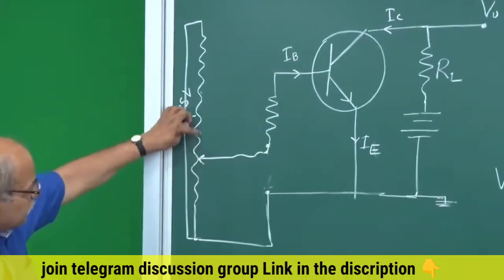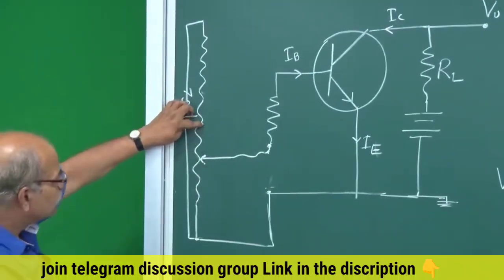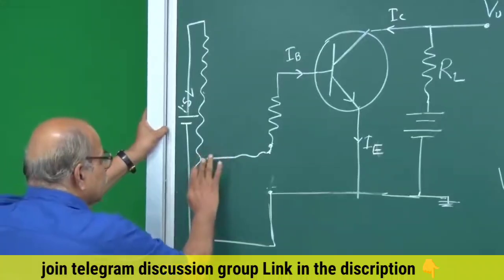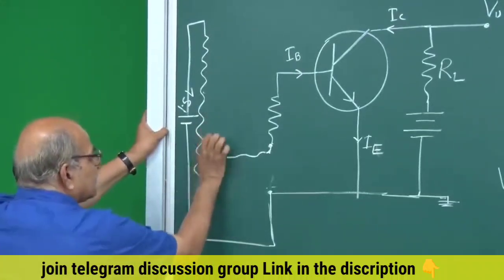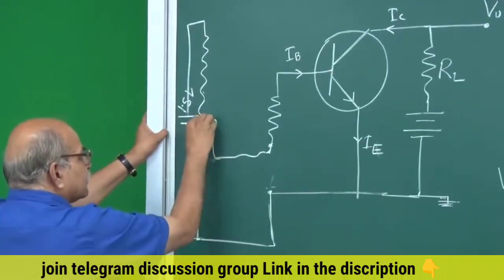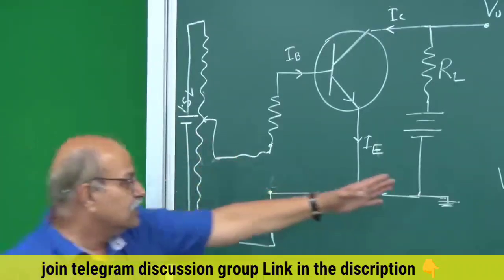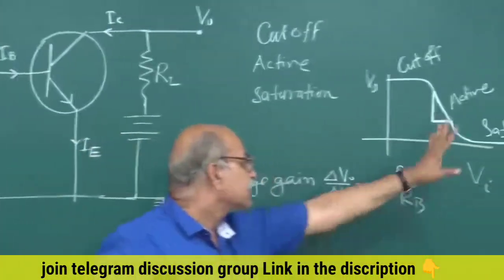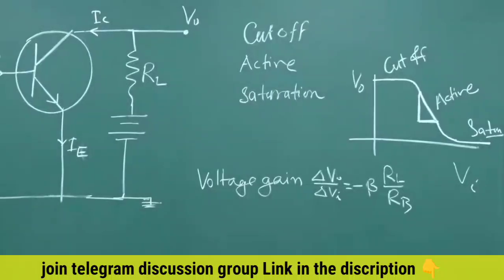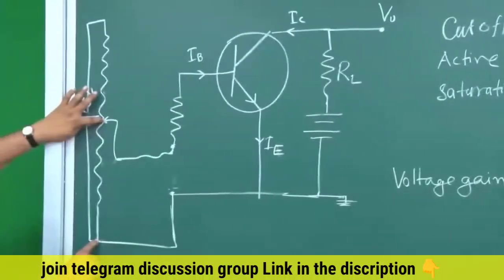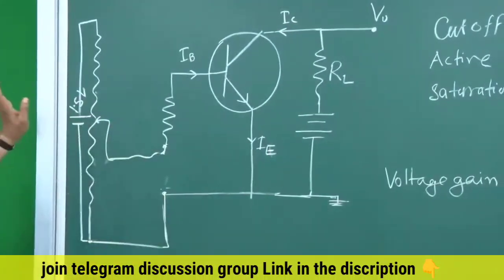If I put it here, then the voltage appearing will increase. Suppose I put this variable point here. In that case, I have increased this biasing voltage. So in this curve, I have gone towards the right, because now this much potential difference is getting applied here. So this is one part.